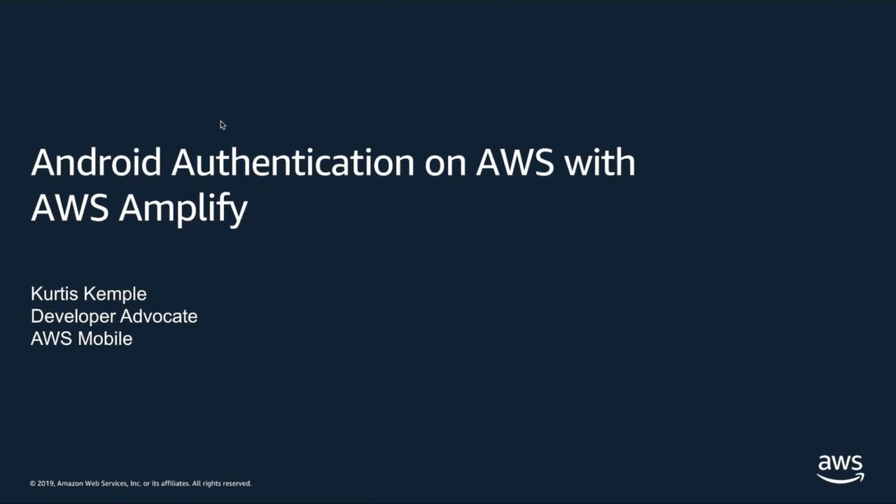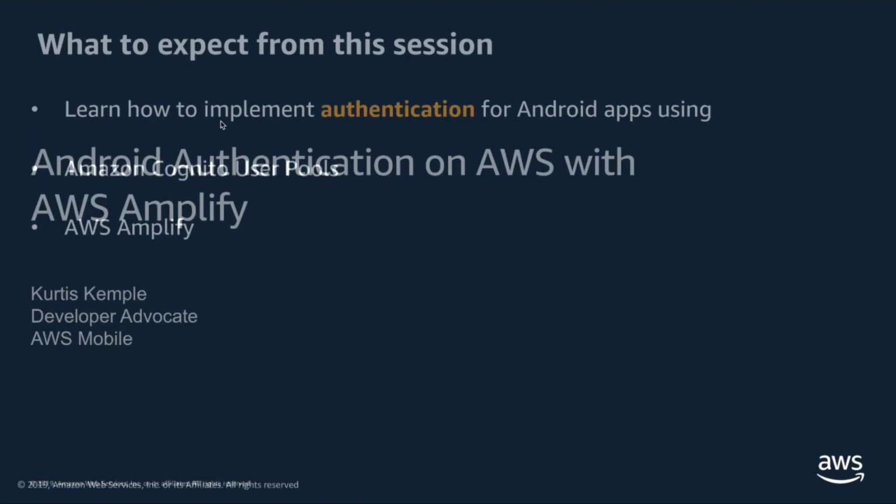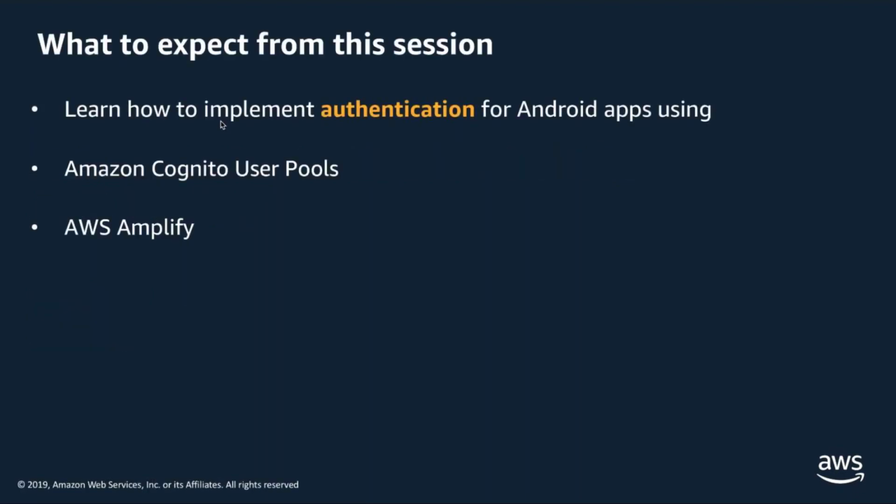And today, we're going to take a look at Android authentication on AWS with AWS Amplify. In this session, you'll learn how to implement authentication for Android apps using Amazon Cognito user pools and AWS Amplify. First, we'll take a little look at identity management, and then we'll dive into how Cognito user pools work. And lastly, we'll take a look at setting up authentication in an Android app using AWS Amplify.